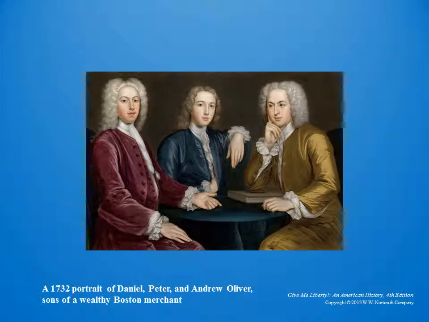We see in this picture a portrait of Daniel, Peter, and Andrew Oliver. These are sons of wealthy Boston merchants. The prominent display of their delicate hands tells us that they are probably not people who have ever done any hard labor, and the artist very intentionally shows this. You can also see that they are looking clearly British in this picture, not American.